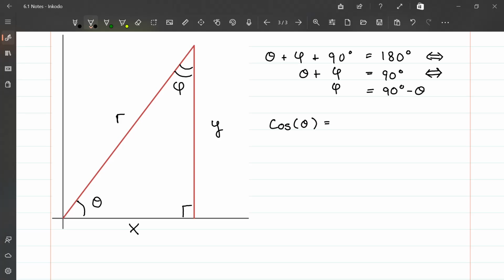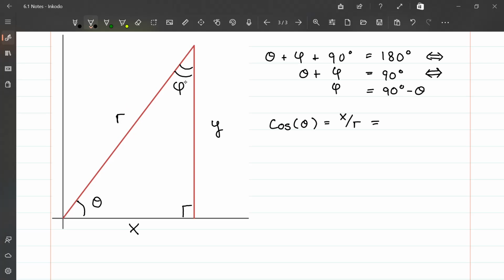Now, based on what we know about right triangle trigonometry, cosine of theta means I take the adjacent side with length x and divide it by the hypotenuse with length r, and this would be our answer. Notice, however, that if I were to come from the other corner, let's say from up here, x is the side opposite. r is still the hypotenuse.